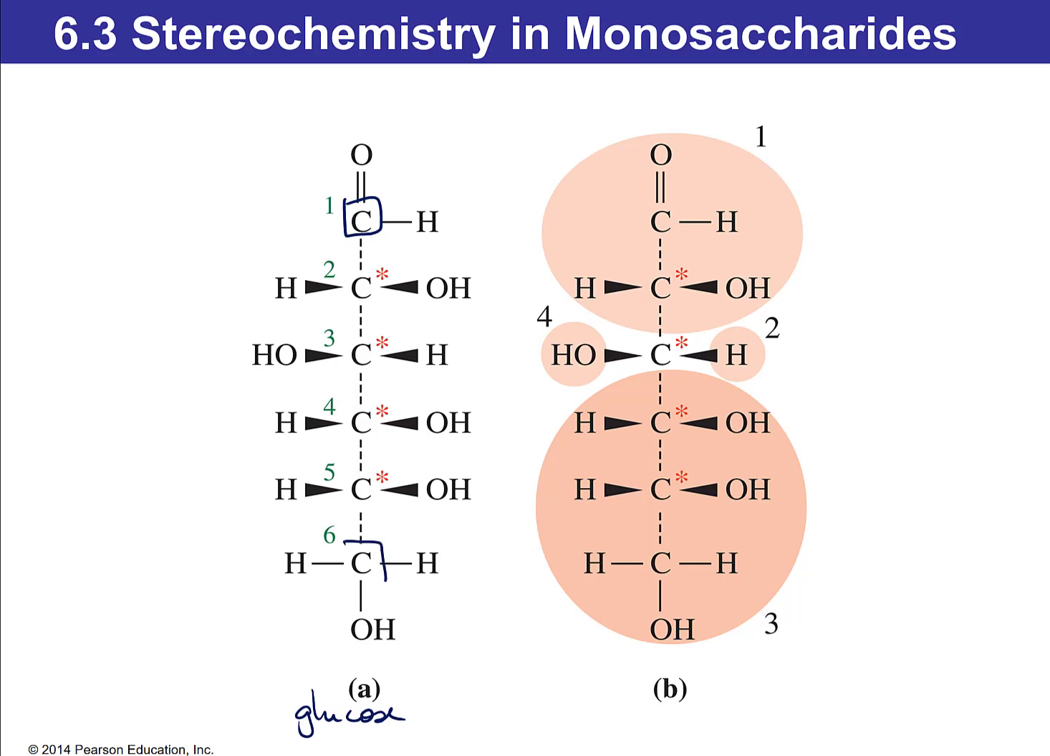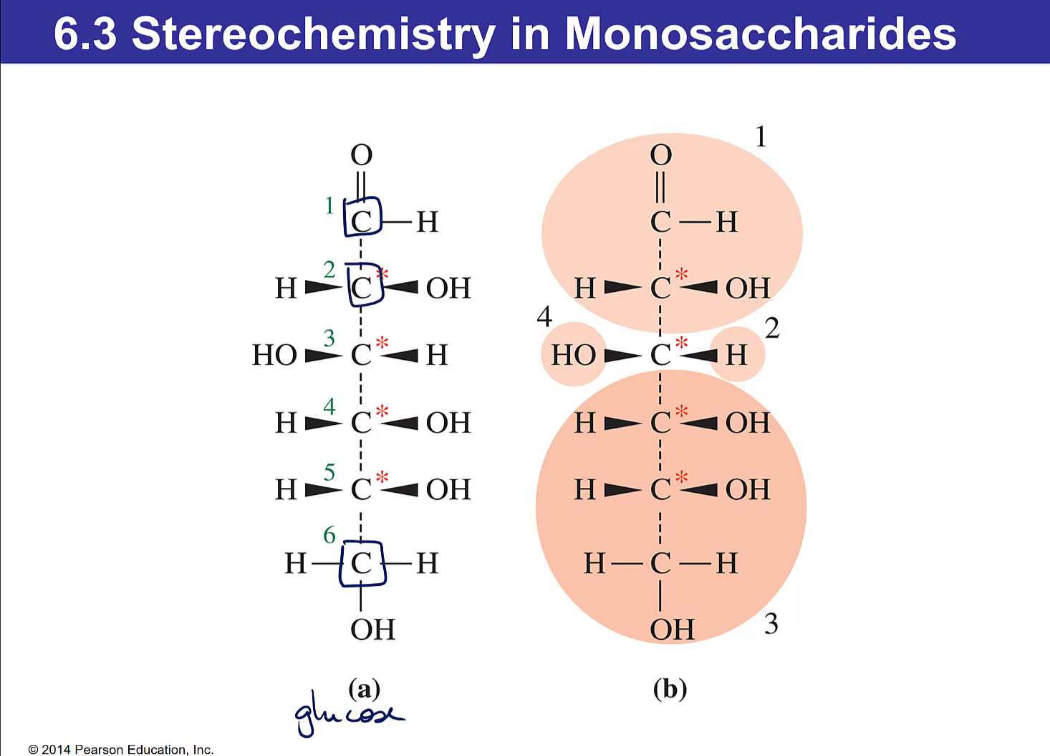What about the one at the bottom, the 6th carbon? 4 single bonds, is it chiral? No. Why? It has 2 hydrogens, right? All the groups have to be different. The top and the bottom ones are never chiral because they always either have a double bond oxygen or they have 2 hydrogens. So the top and the bottom, it's really those middle ones that you're most interested in.